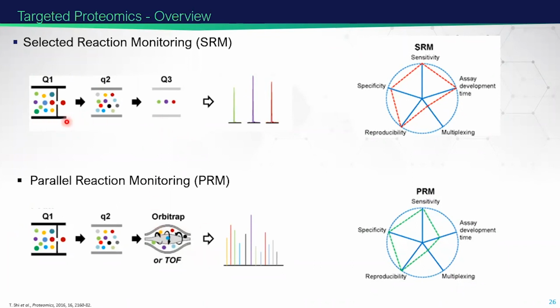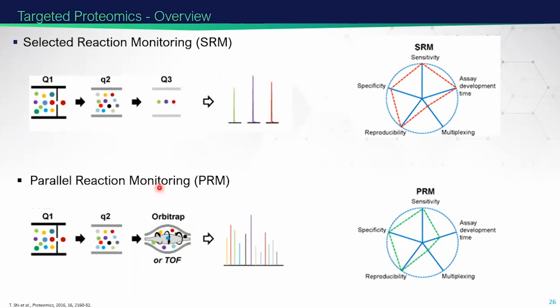Basically, a triple quadrupole has three quadrupoles, and quadrupoles are good for selecting mass-to-charge ratios. In a triple quadrupole, you can do two selections. The first one, Q1, can be used for selection, and Q3 can also be used for selection. The middle quadrupole is mainly for fragmentation.